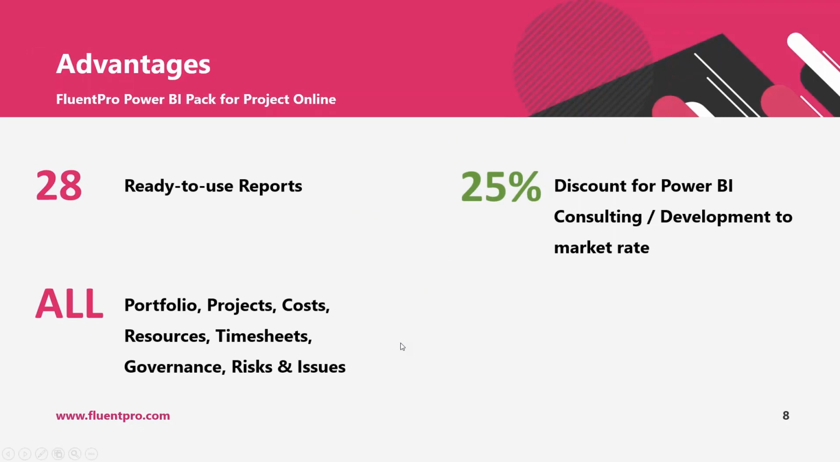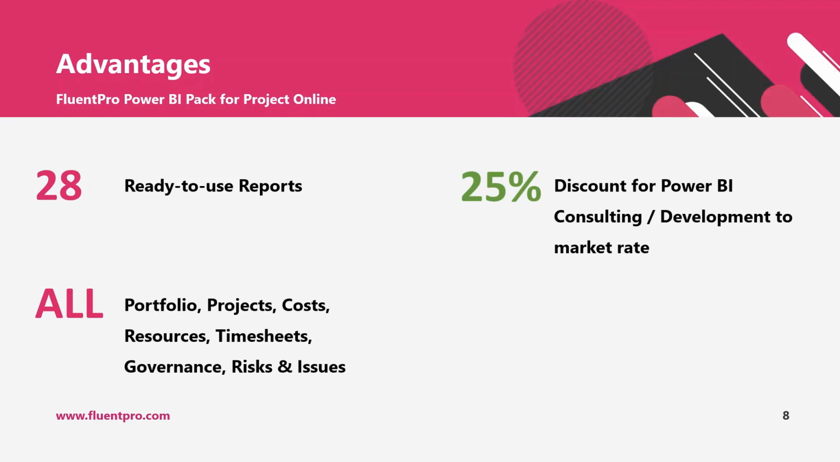If we switch back to our presentation, small summary. So what's the difference? Why FluentPro? First of all, we offer 28 ready-to-use reports. So we provide you that package. You can use that package. And if you need to customize it, our data feed is very similar to standard Project Online. So if you need to make some change, add reports, absolutely you can do it.